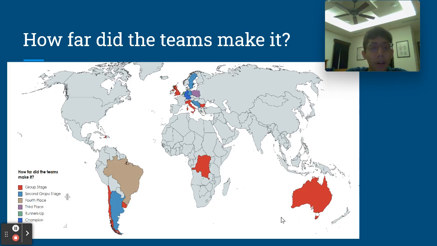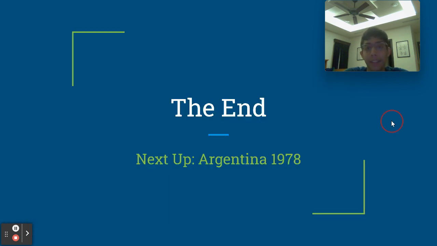And this is how far teams made it. This was the only time when both Germanys competed, and as you know, it has a completely different map, mostly because this map has the UK together, and as we know, in the FIFA World Cup, all the home nations, which are England, Scotland, Northern Ireland, and Wales, are completely separate.